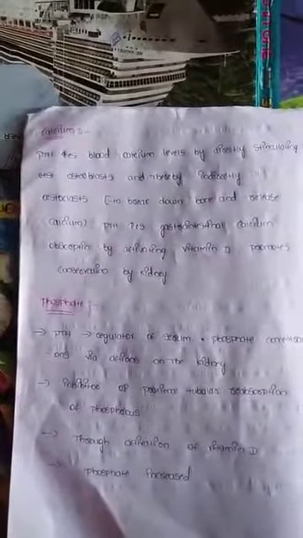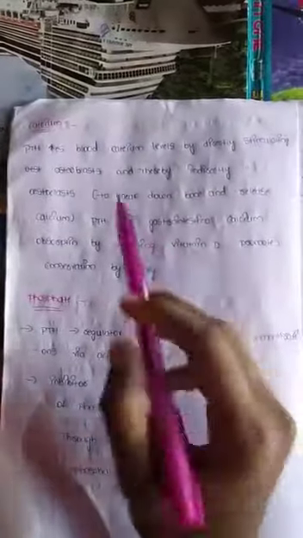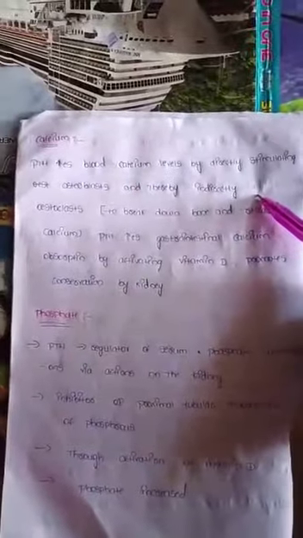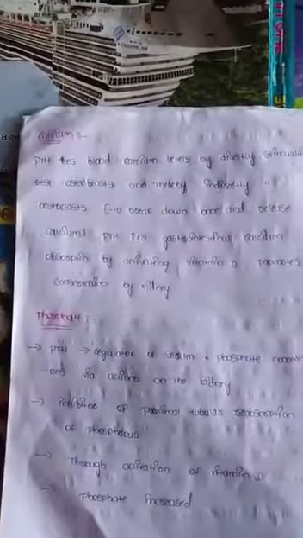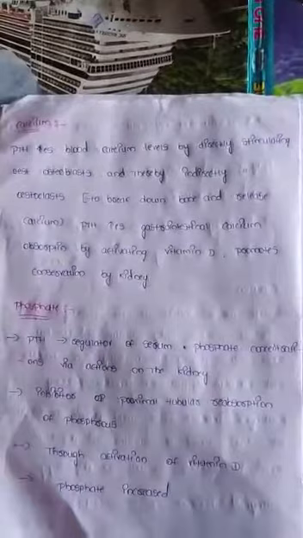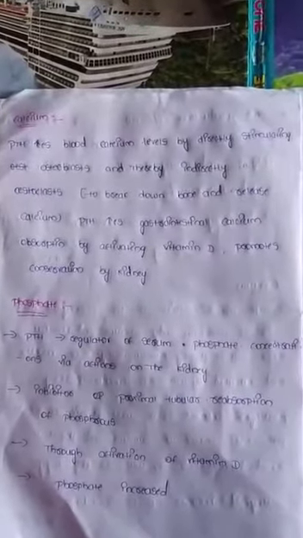PTH increases blood calcium levels by directly stimulating osteoblasts and indirectly stimulating osteoclasts, so it can break down the bone and release calcium. PTH also increases gastrointestinal calcium absorption by activating vitamin D, and promotes conservation.